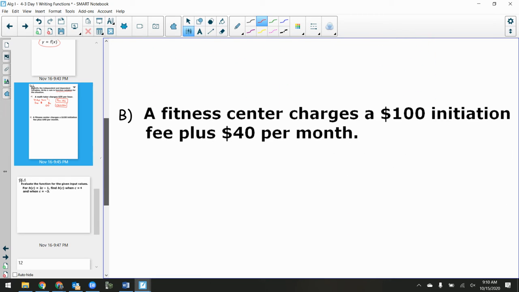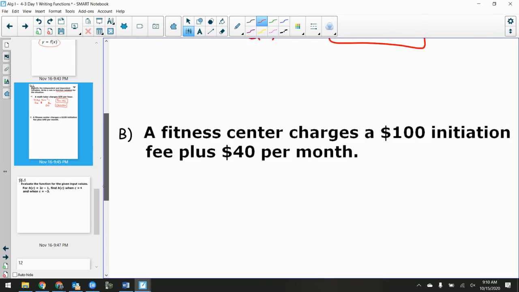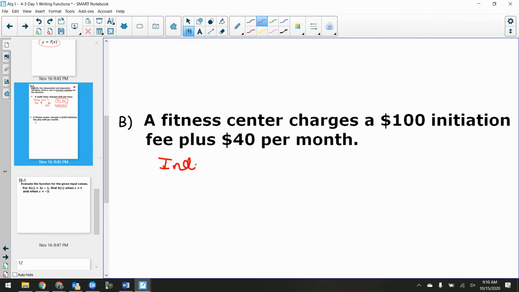Okay, a fitness center charges a $100 initiation fee plus $40 per month. What is my independent variable here? Is it months? Months. What's my dependent variable then? If I change the amount of months, what's then going to change? The total cost.